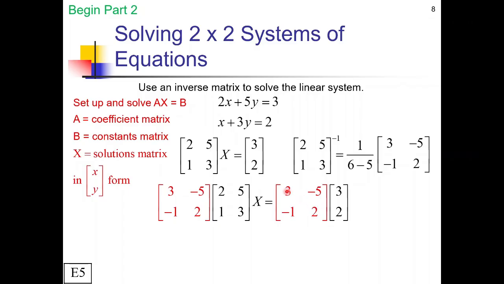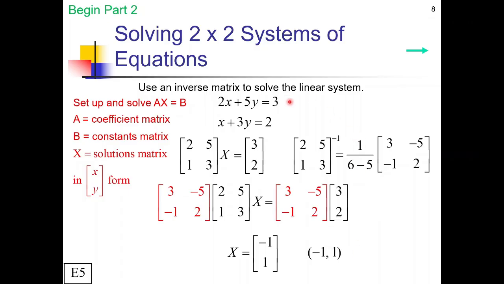So we've got 3 times 3 plus -5 times 2. That's going to be 9 minus 10, so -1 for that top value. And then we've got -1 times 3, that's -3. 2 times 2 is 4. -3 and 4 adds up to +1. So there we go. Then our answer, just putting it in point form, would be (-1, 1).